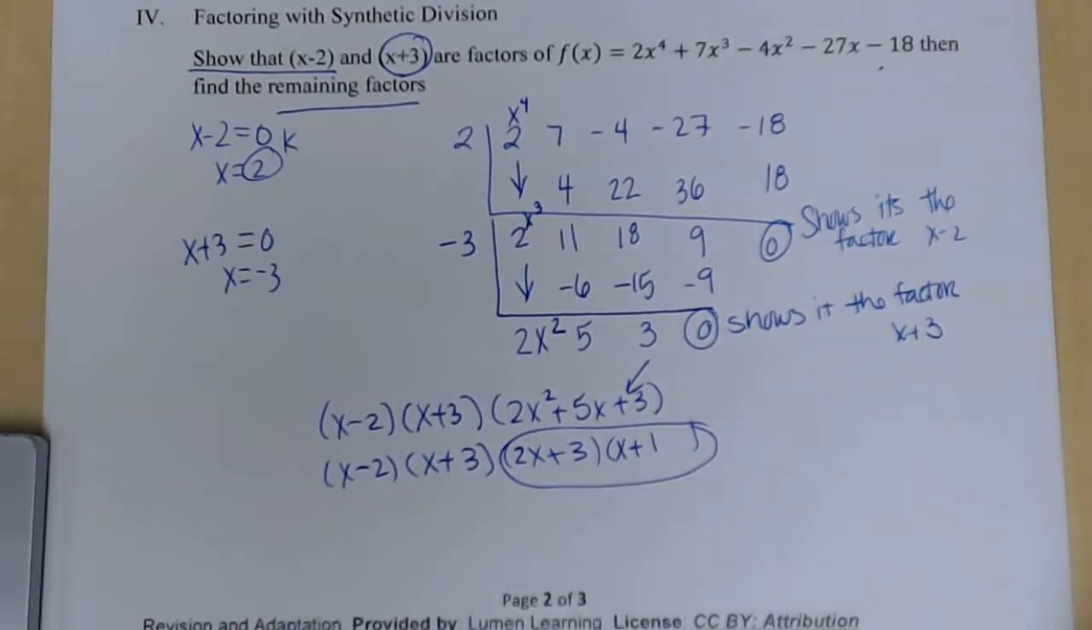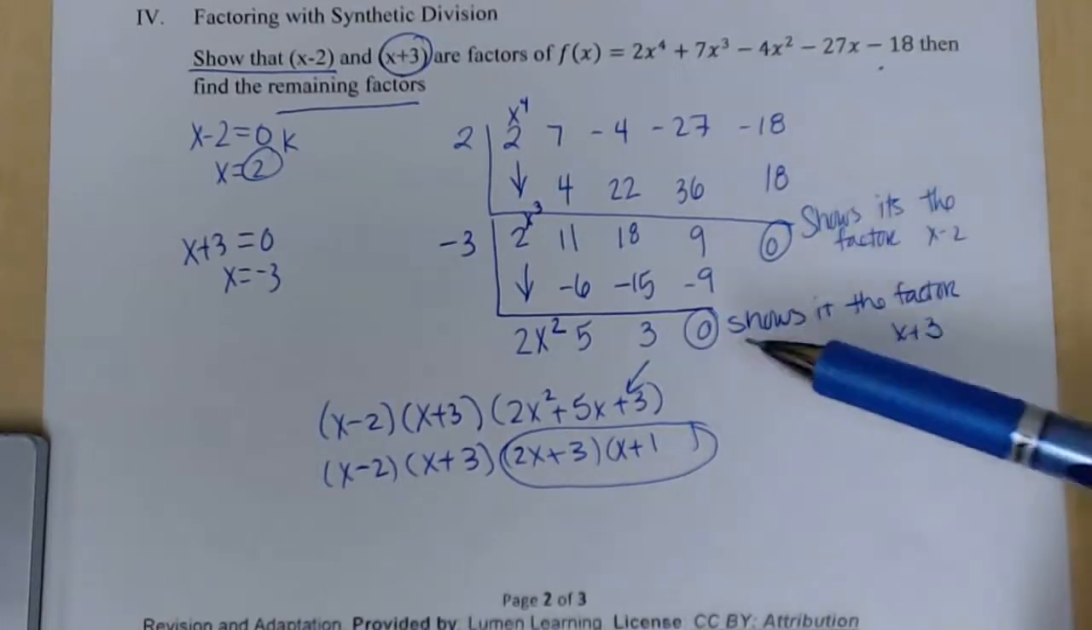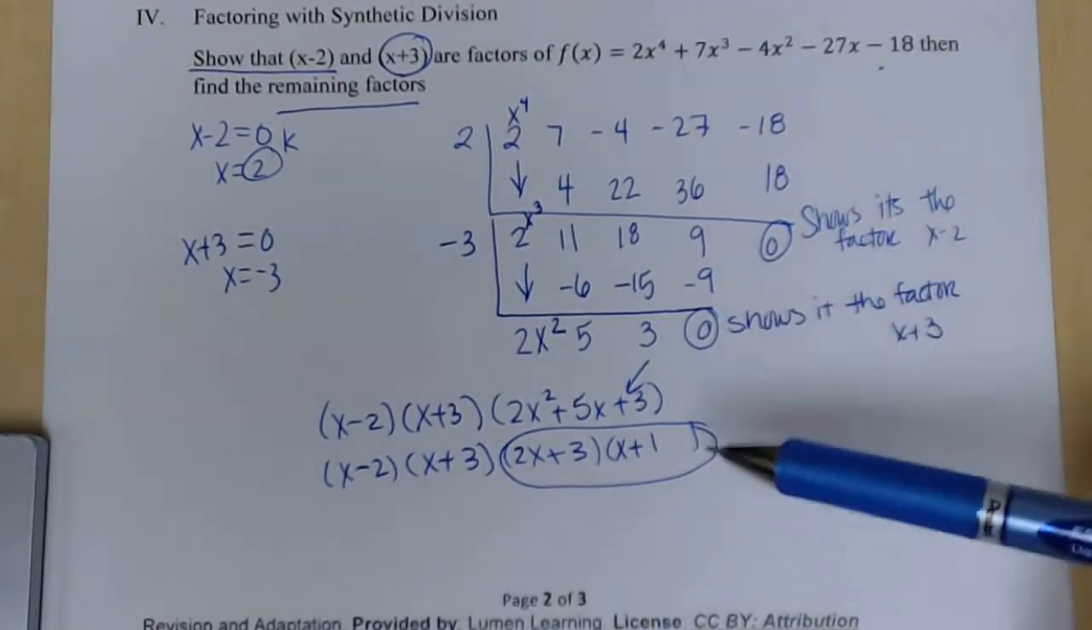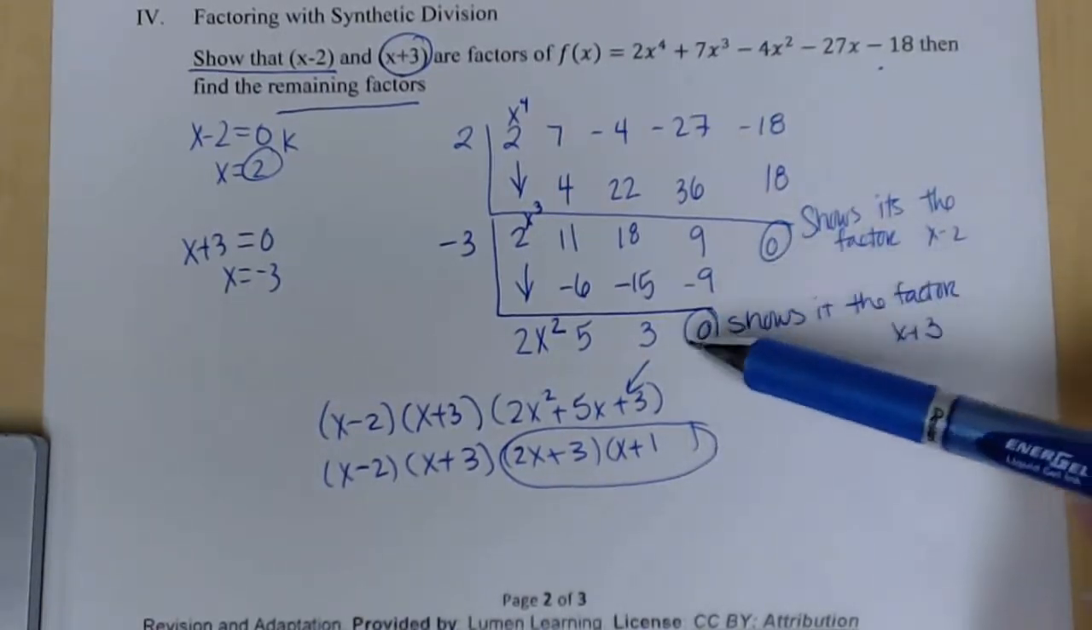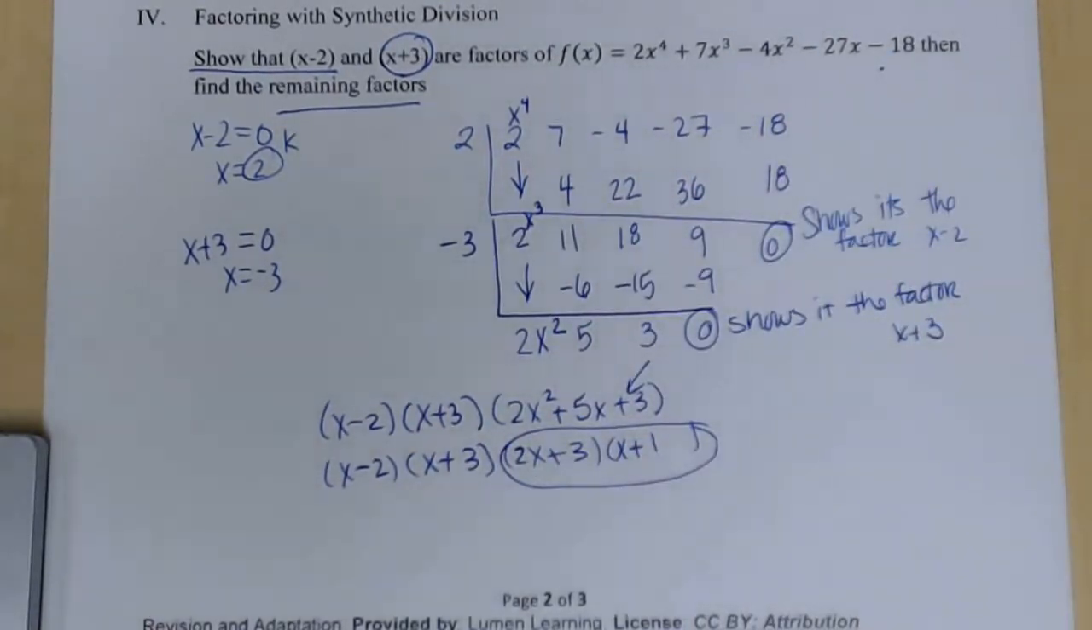So in order to receive credit for a problem like this on an exam, you have to show that x minus 2 is a factor, show that x plus 3 is a factor, and find the remaining factors. So 1, 2, 3, 4, 5 points going on here. So make sure you're working through the problems efficiently and correctly, following all steps, because you want to receive full credit and be able to handle any problem that's given to you on the exam.